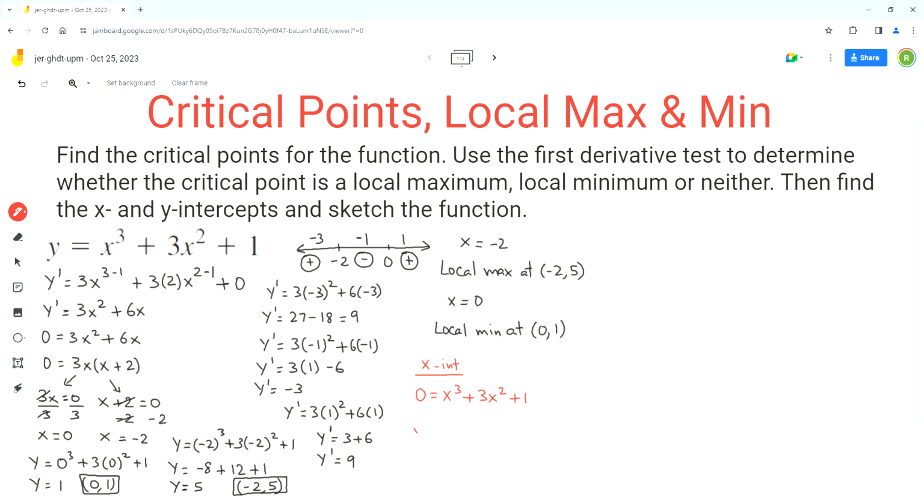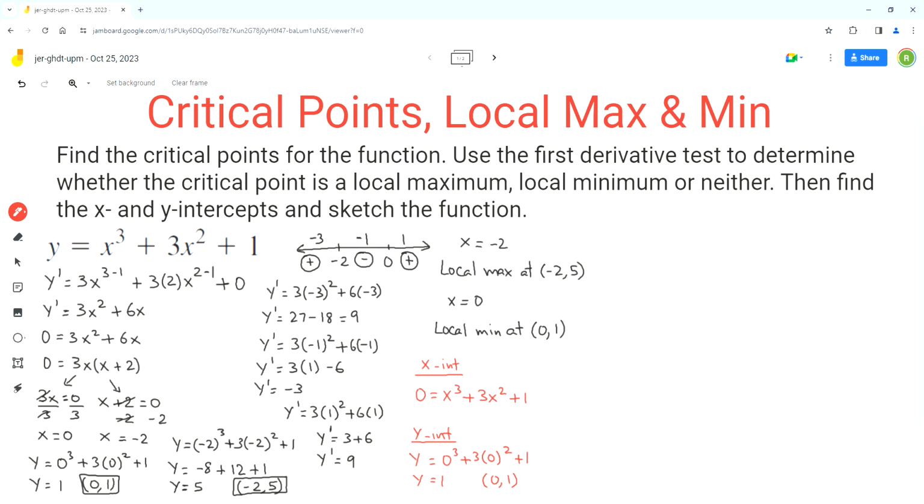So now we can analyze the y-intercept. For the y-intercept, we sub in x as 0, so we get y equals 0 cubed plus 3 times 0 squared plus 1, which is equal to 1. So the y-intercept is 0, 1, which is also the local minimum.